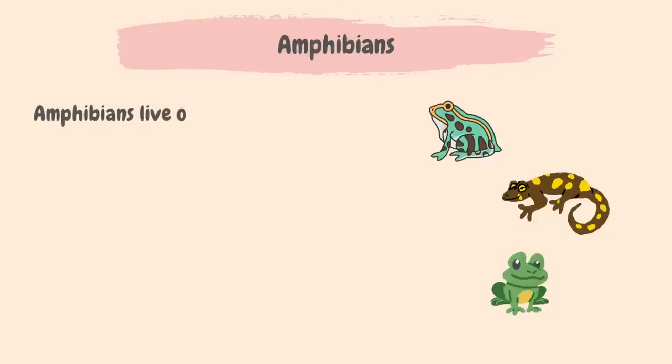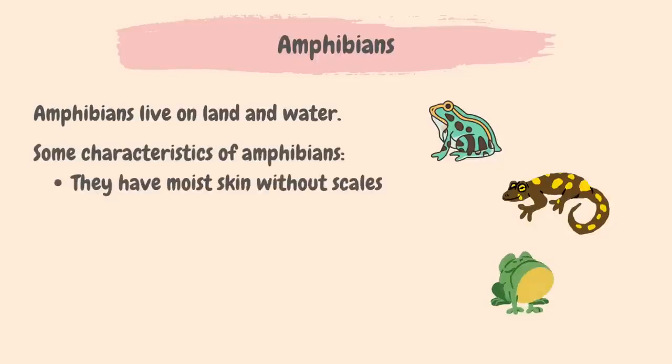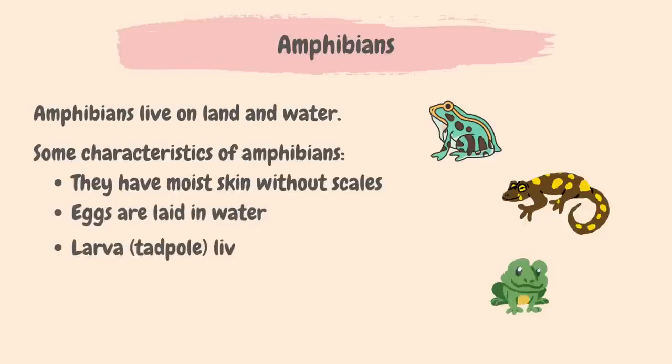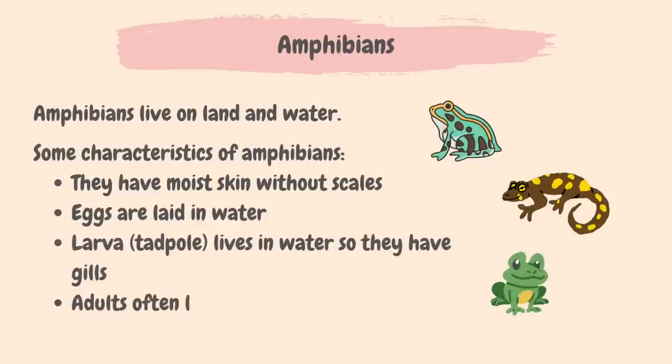Amphibians are vertebrates that live on both land and water. Some characteristics of amphibians are they have moist skin without scales, eggs are laid in water, larvae live in water so they have gills, adults often live on land so they have lungs. Frogs and toads belong to this group.